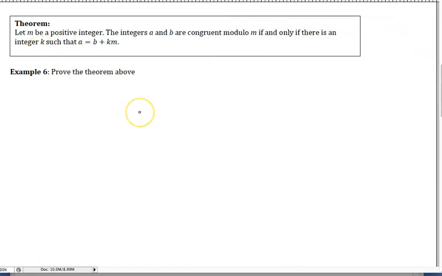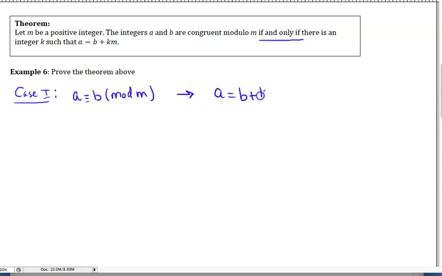All right, let's look at this theorem. Let m be a positive integer. The integers a and b are congruent modulo m if and only if there's an integer k such that a equals b plus km. So this is an if and only if proof, so we need to do both ways. First we need to prove that if a is congruent to b modulo m, then a equals b plus km.